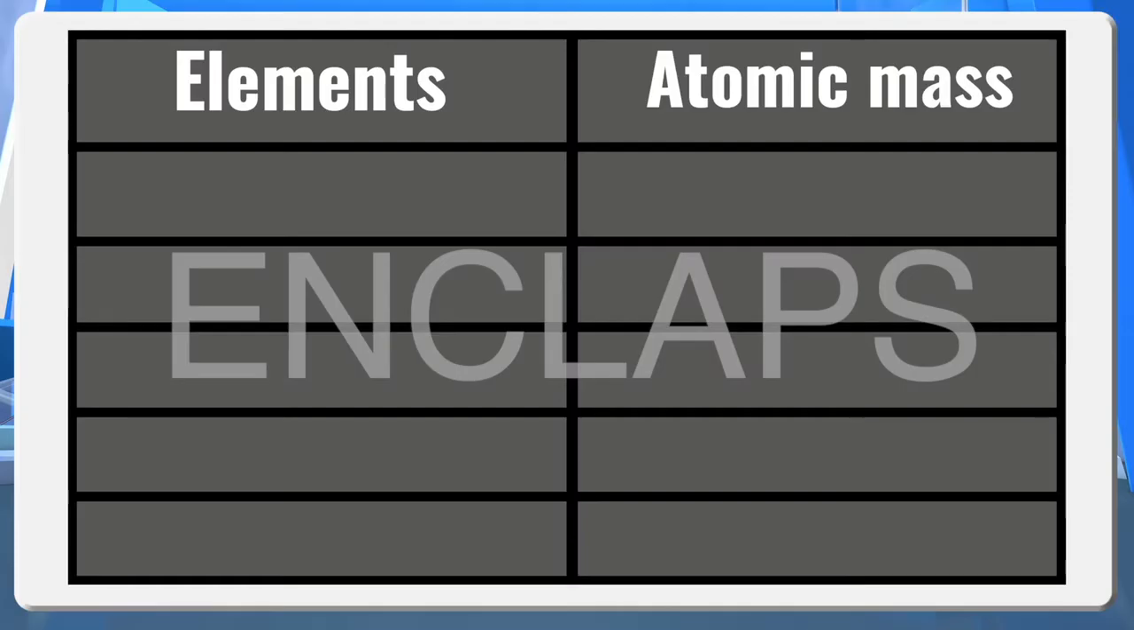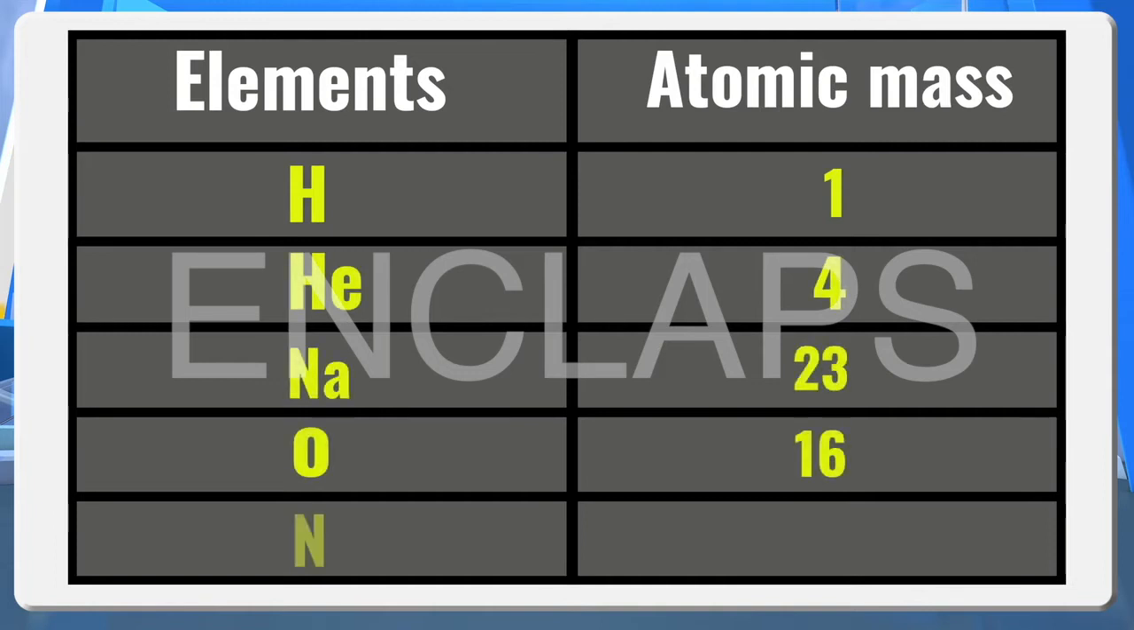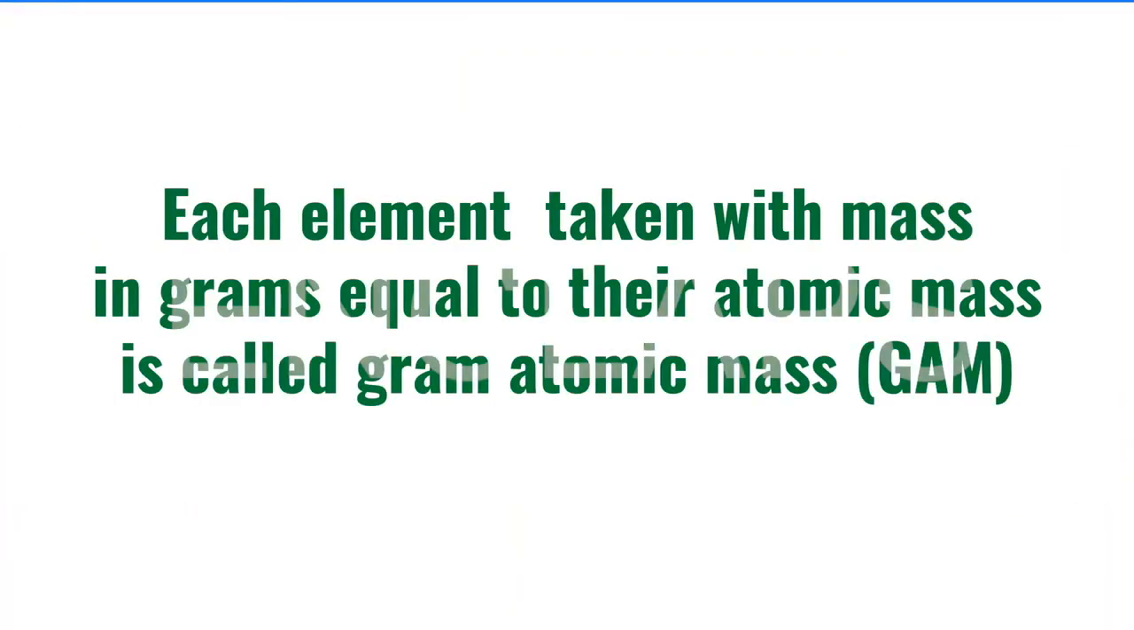Let's look into the table. Element, atomic mass: hydrogen 1, helium 4, sodium 23, oxygen 16, nitrogen 14. Each element taken with mass in grams equal to its atomic mass is known as gram atomic mass.